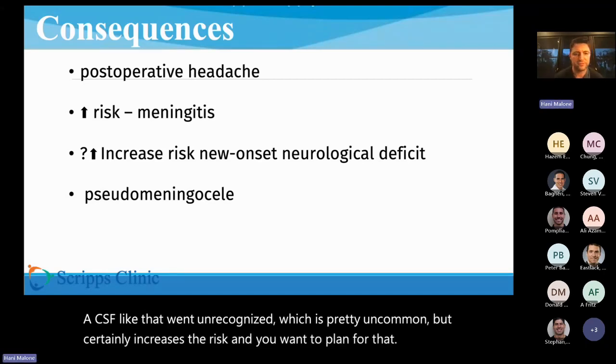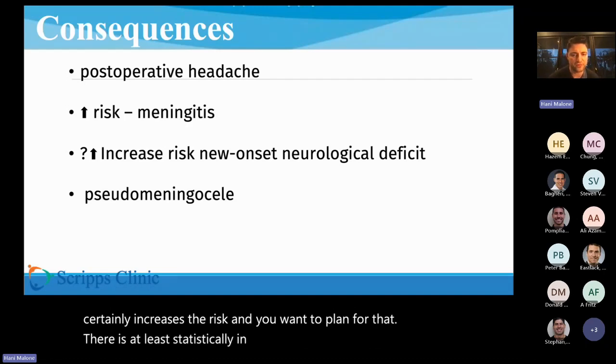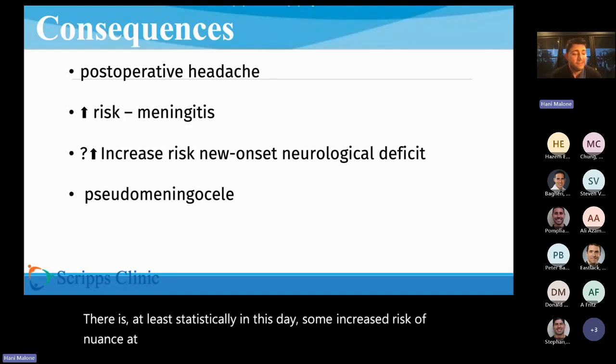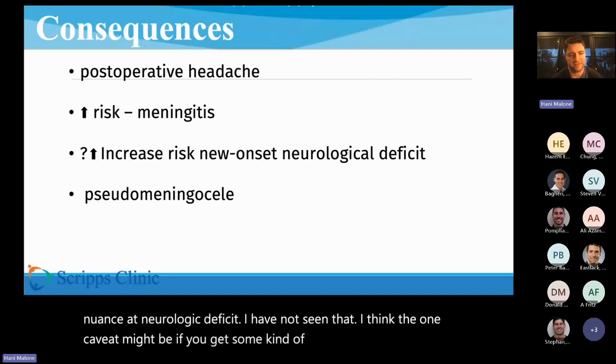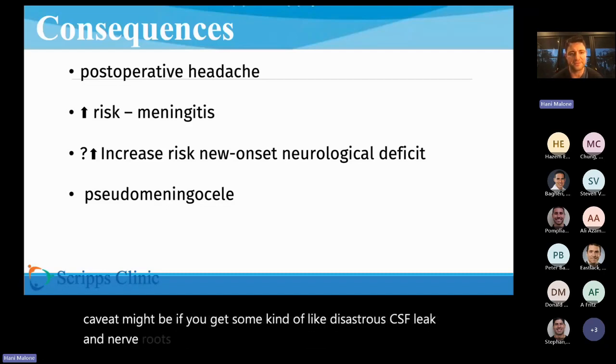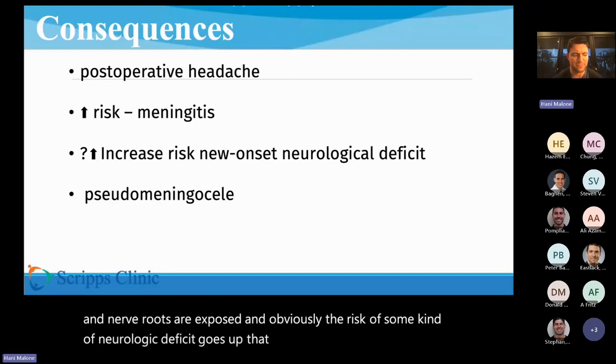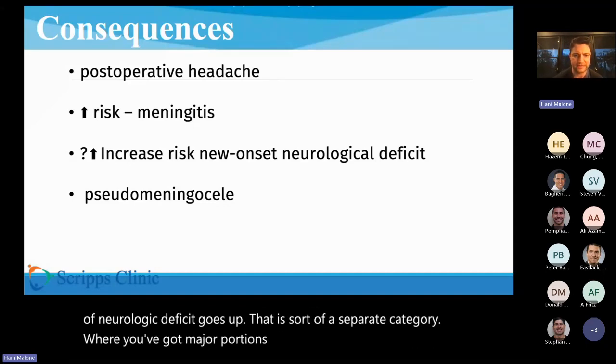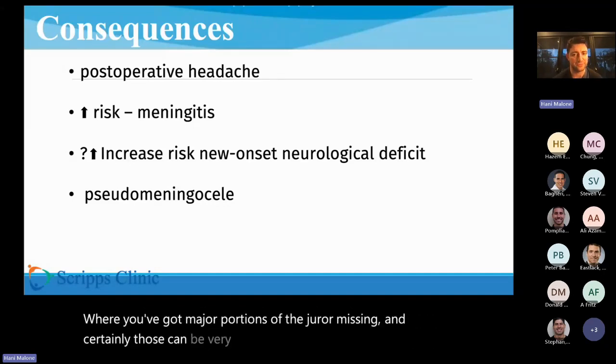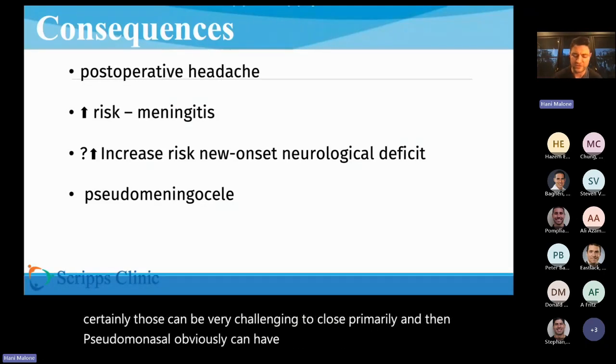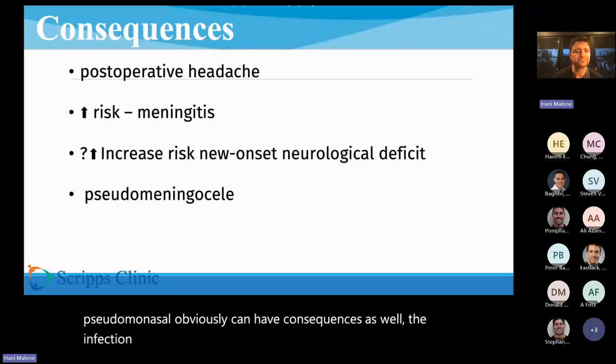There is, at least statistically in this study, some increased risk of new onset neurologic deficit. I have not seen that. I think the one caveat might be if you get some kind of disastrous CSF leak and nerve roots are exposed, then obviously the risk of some kind of neurologic deficit goes up. That is a separate category where you've got major portions of the dura missing, and certainly those can be very challenging to close primarily. And then pseudomeningocele obviously can have consequences as well. The infection risk we already spoke of.